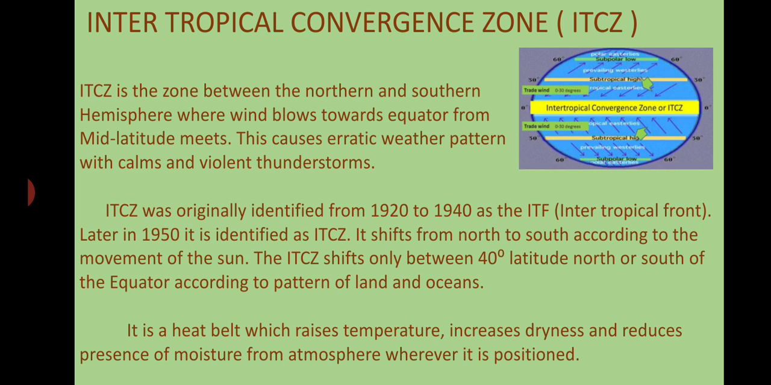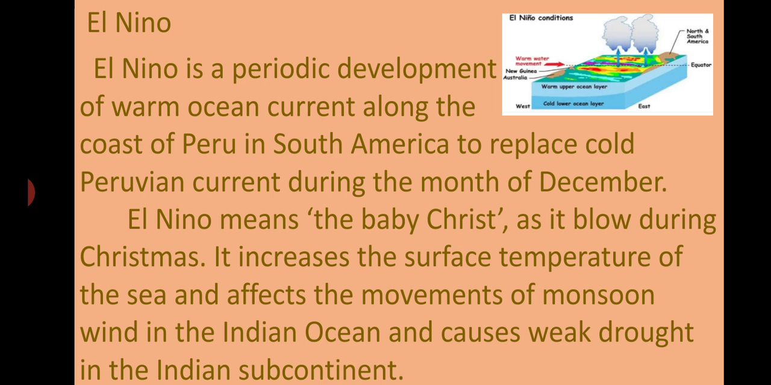It is a heat belt which raises temperature, increases dryness and reduces the presence of moisture from the atmosphere wherever it is positioned. Next is El Nino. It is a periodic development of warm ocean current along the coast of Peru in South America to replace the cold Peruvian current during the month of December.